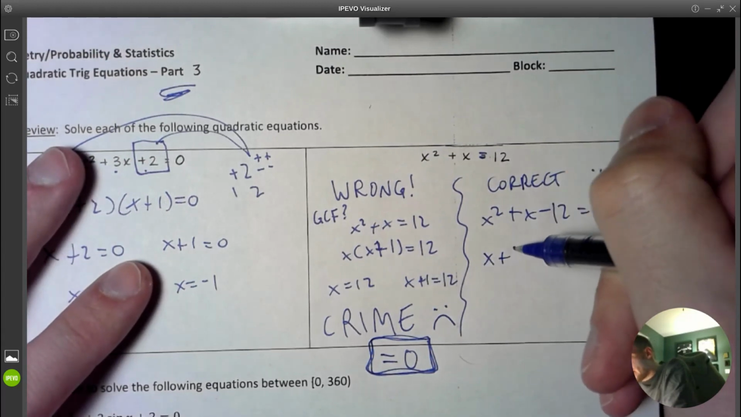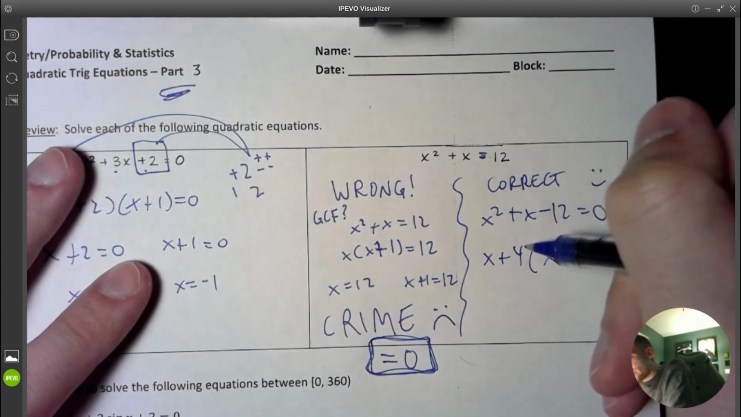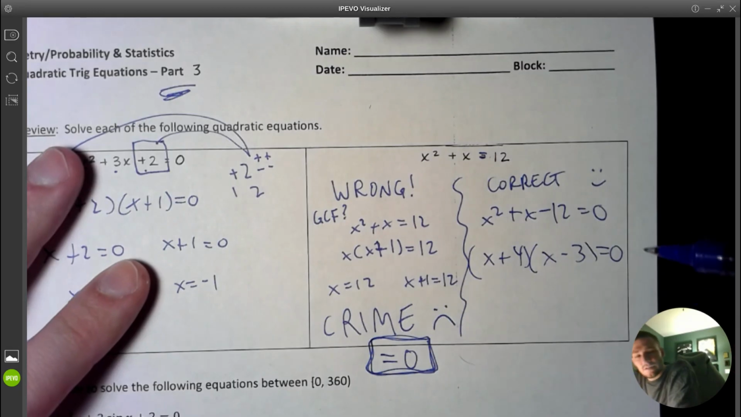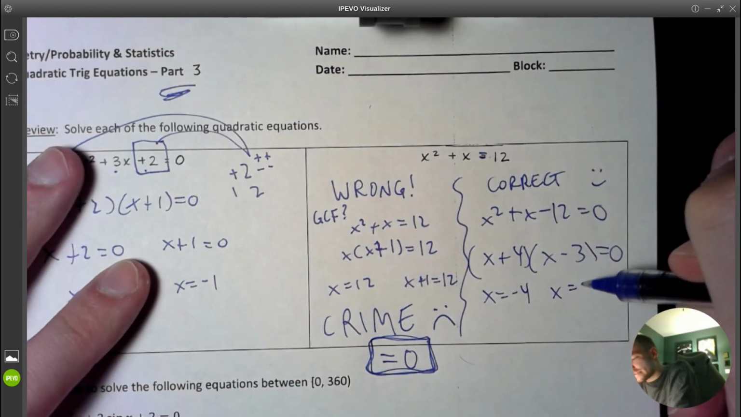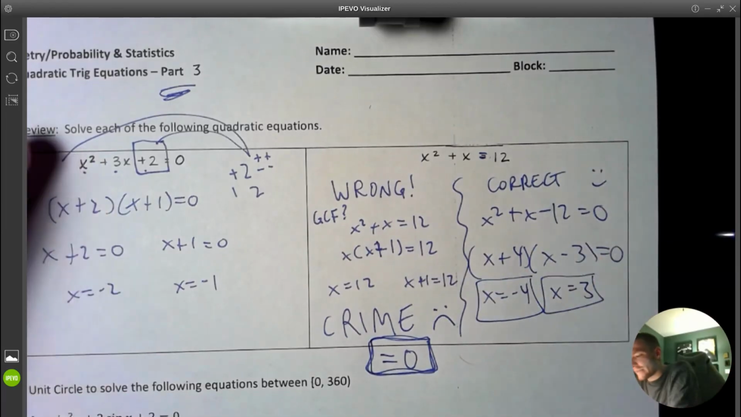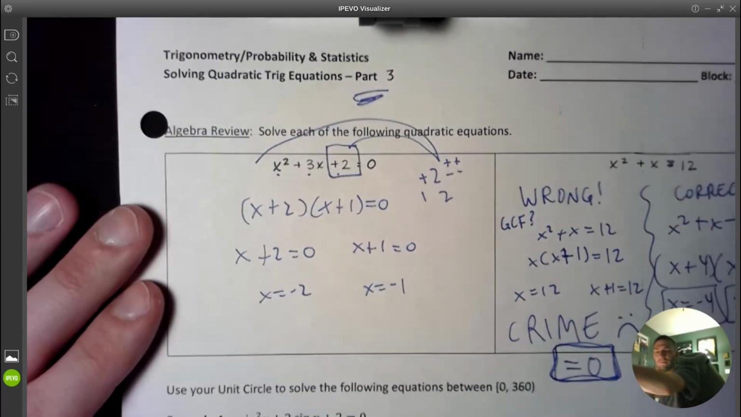I'm going to get x plus 4, x minus 3 is equal to 0. It is equal to 0. X equals negative 4, x equals 3. I get 2 answers. Okay, here we go. We're in the big leagues.